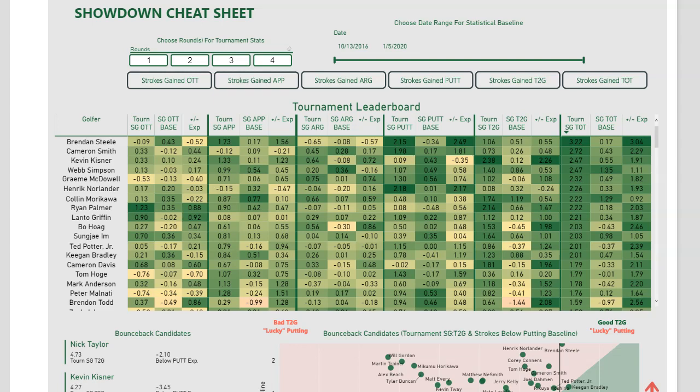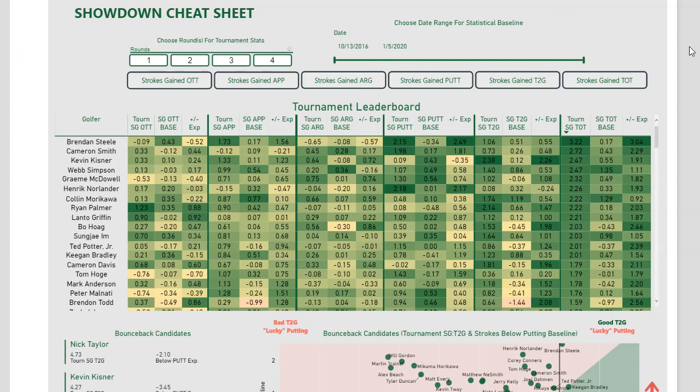The Showdown cheat sheet is something that has evolved a ton over the course of the last year or so, and I am finally comfortable with where it exists. So I wanted to make sure to come through and do a tutorial because it is very complex and there is a lot going on here. So let's start with each one of these sections.